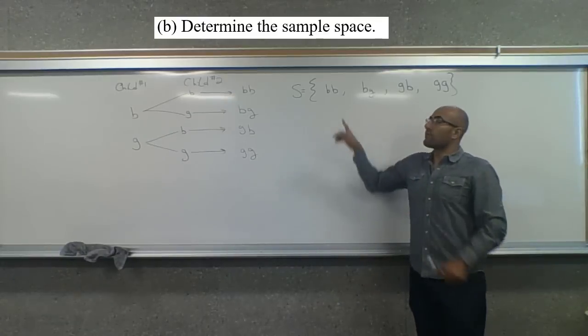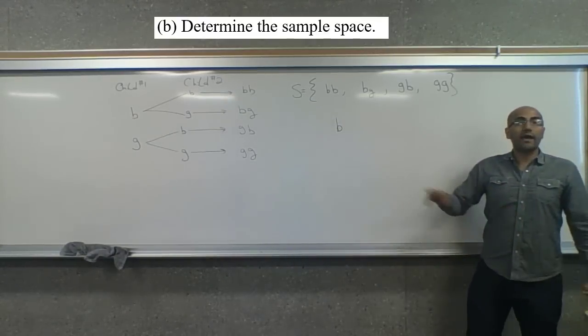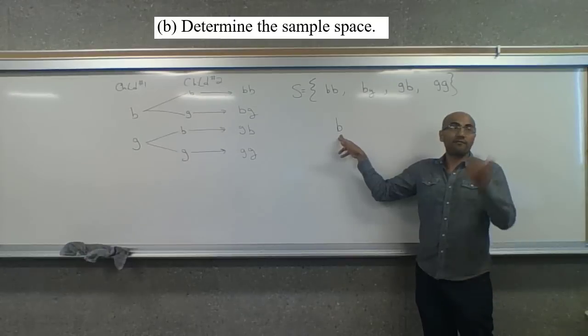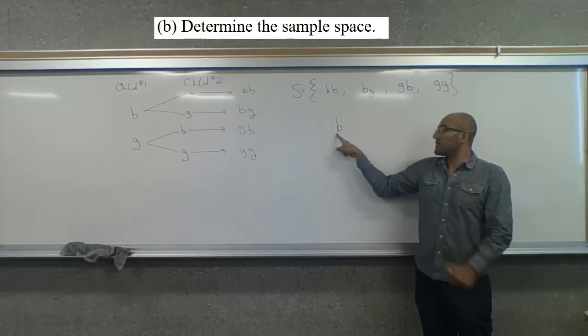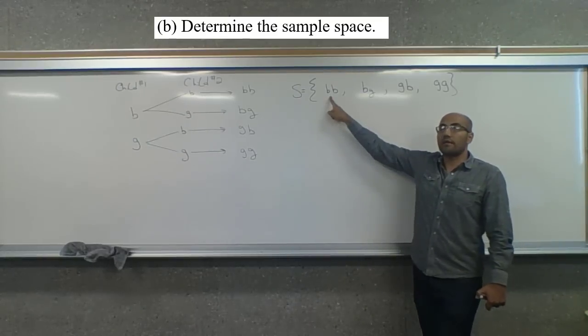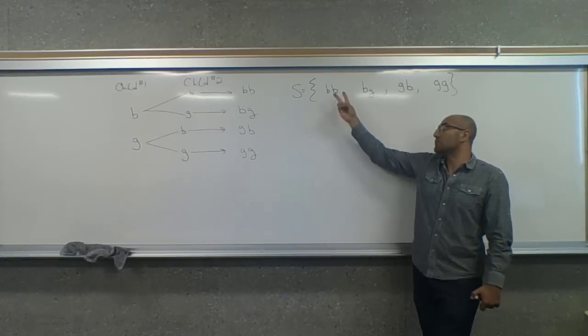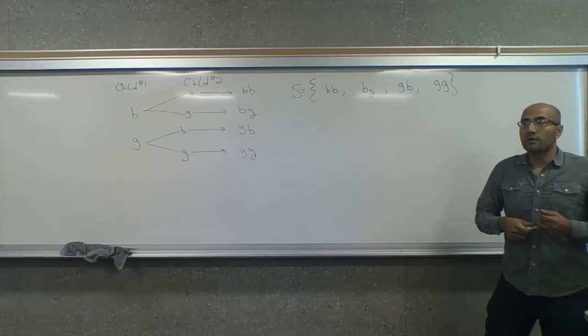One letter by itself is not an outcome. You can't have just B by itself, because the experiment was to have two children. The experiment was not to have one child, it was to have two children. So this doesn't make sense by itself. A possible outcome of the experiment is going to result with two genders. I mean, two babies, and each one has their own gender. Good?